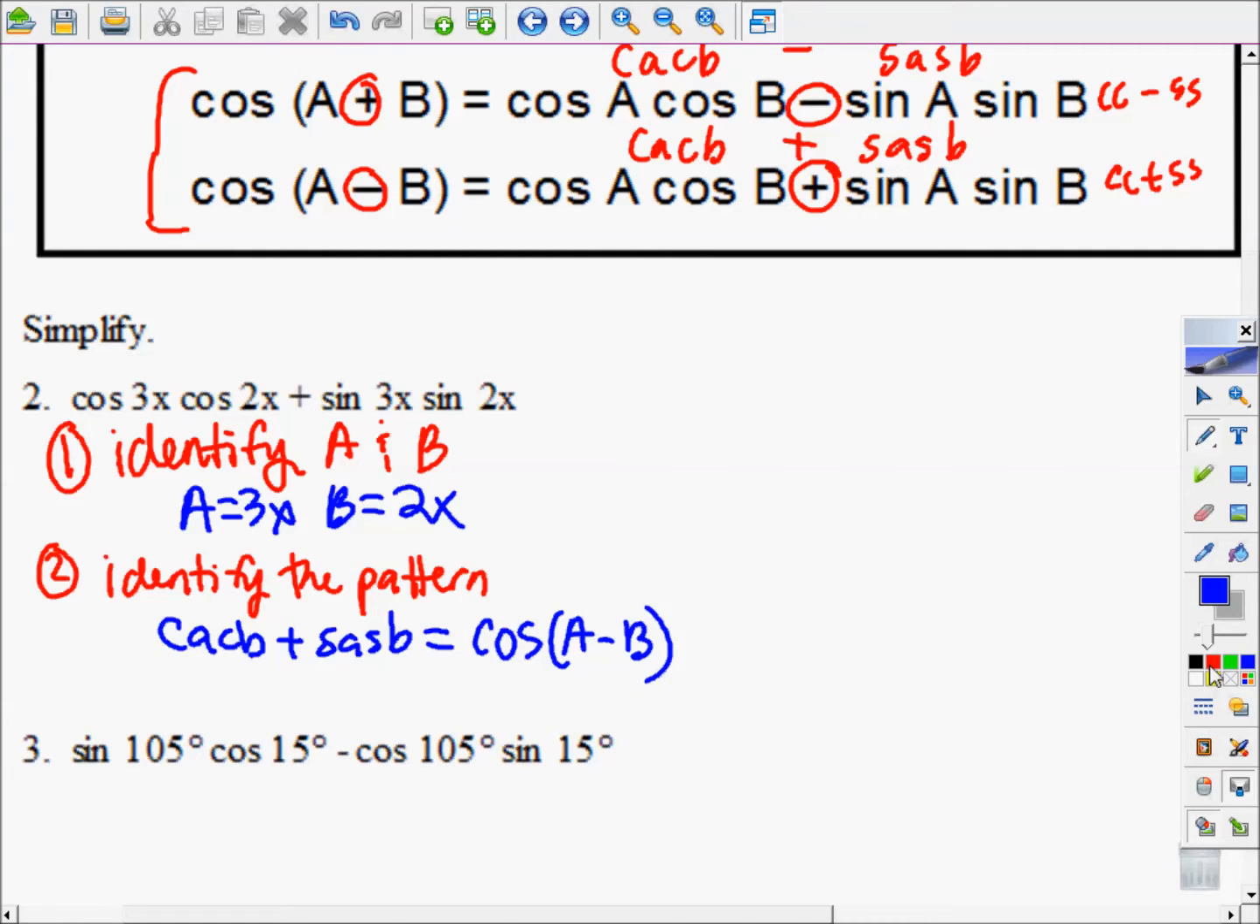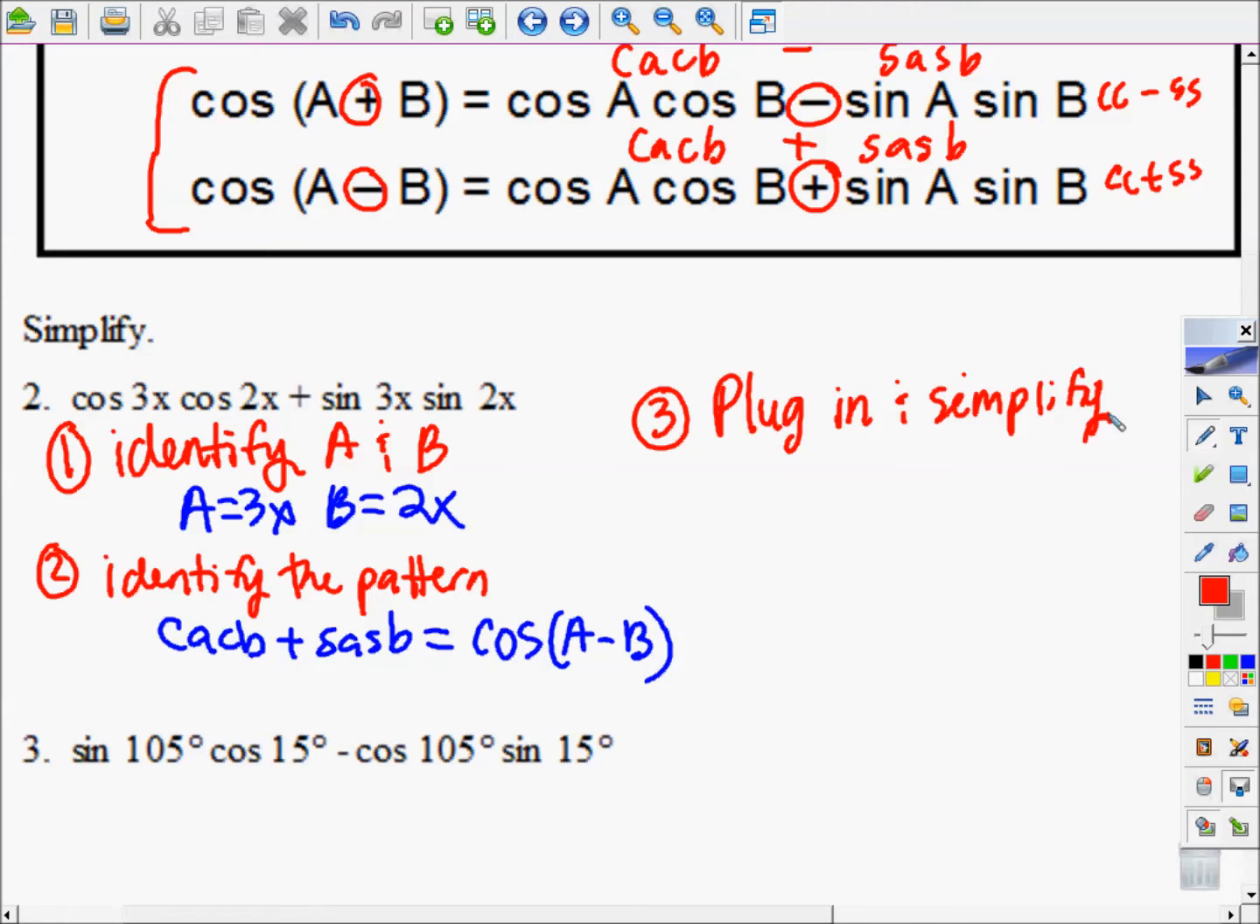And then step 3 is you plug it in and simplify. How will you be able to determine which one it will be? Hold on. Can you repeat that for me? Like, how do you know which one you're going to use?